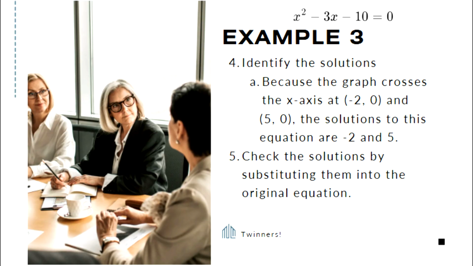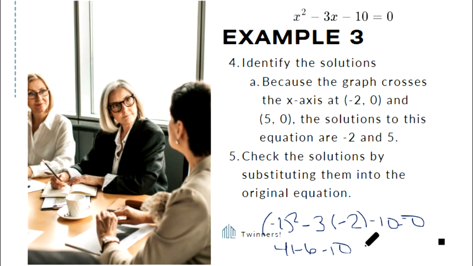Because the graph crosses the x-axis at negative 2, 0, and 5, 0, the solutions to this equation are negative 2 and 5. Check the solutions by substituting them into the original equation. So you would go negative 2 squared minus 3 times negative 2 minus 10 should equal 0. Negative 2 squared is a positive 4. Negative 3 times negative 2 is a positive 6. 4 plus 6 minus 10 does in fact equal 0.